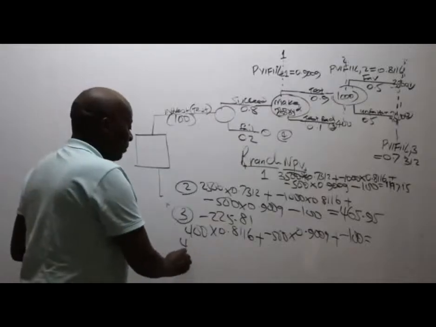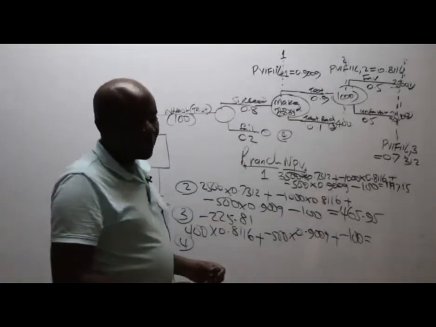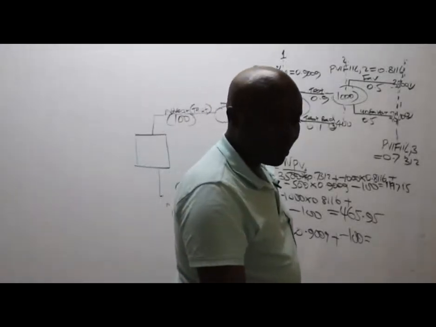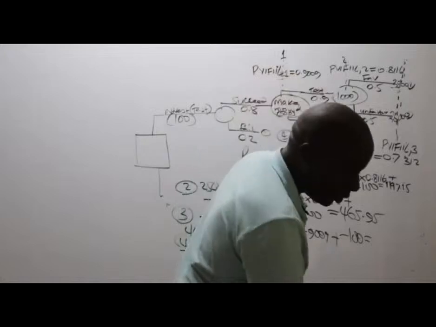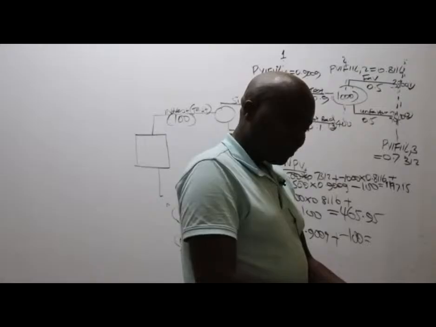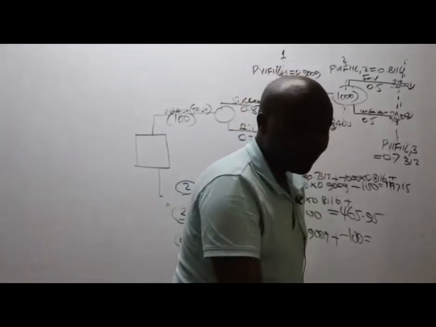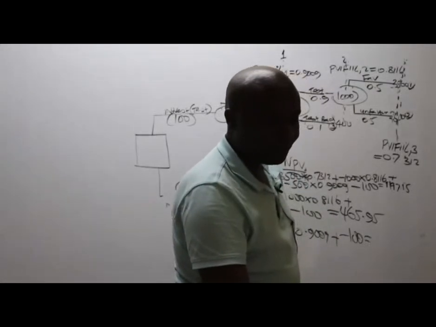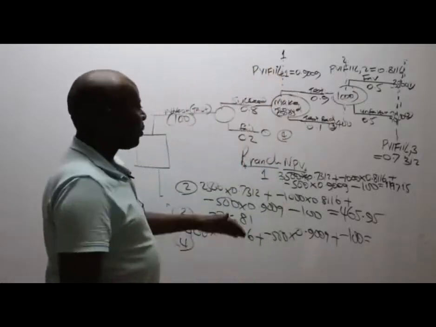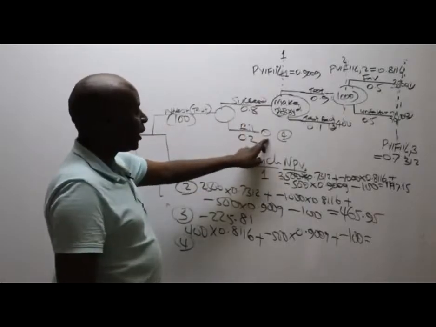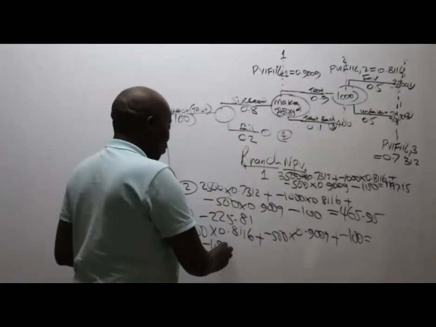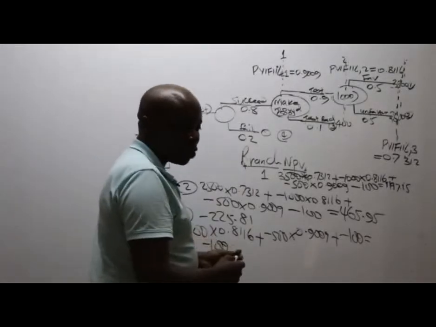And then you go to branch number 4. What do we have in branch number 4? So branch number 4 has no cash flow there, 0, minus 100. So branch number 4 is minus 100. Thank you so much.